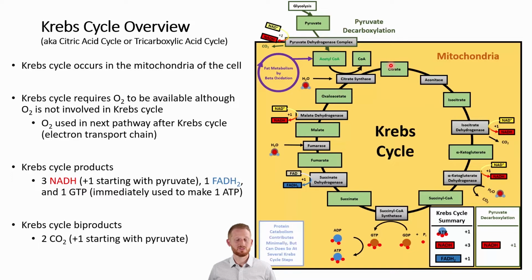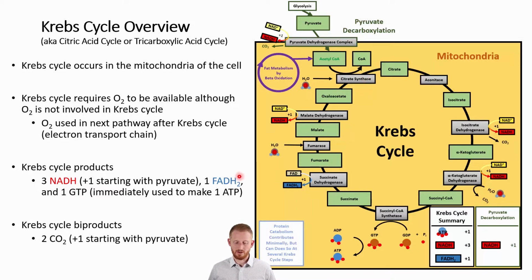If you are going to be starting with glycolysis and contributing pyruvate, it has to go through the pyruvate decarboxylation process in order to become acetyl-CoA. You also produce another NADH molecule right here, so that adds to the 3, so 3 plus 1, giving you 4 NADH molecules per pyruvate molecule that goes into the Krebs cycle.